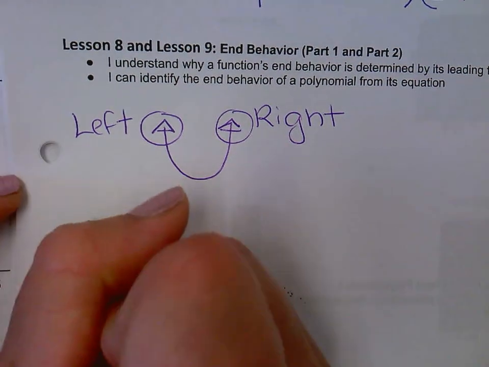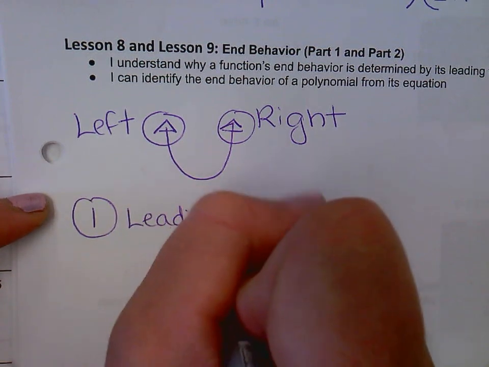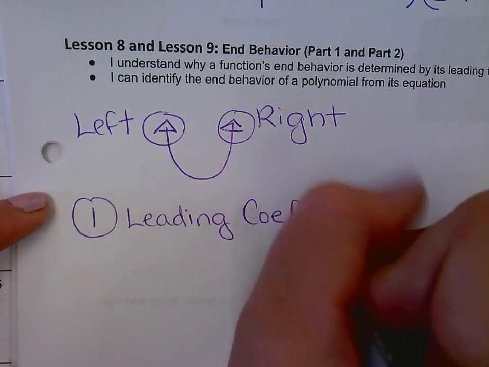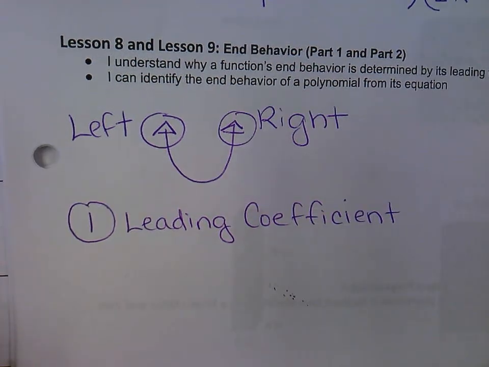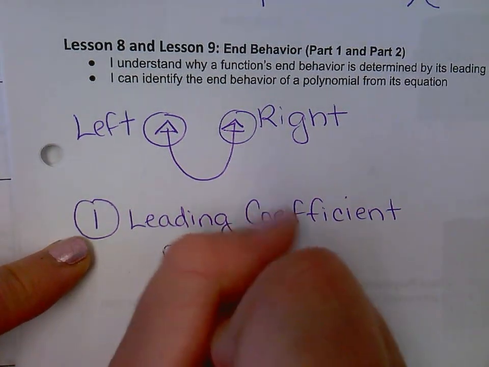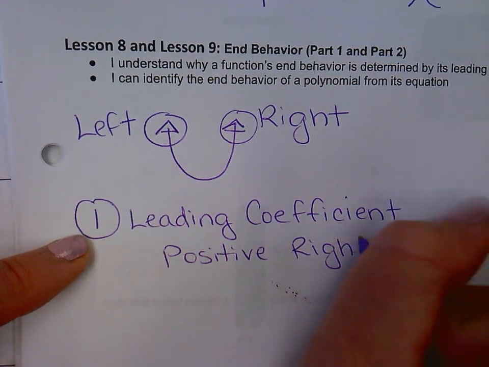So you always do the leading coefficient first, because you have to know what the right side of the graph is going to do. If it's positive, the right side goes up.